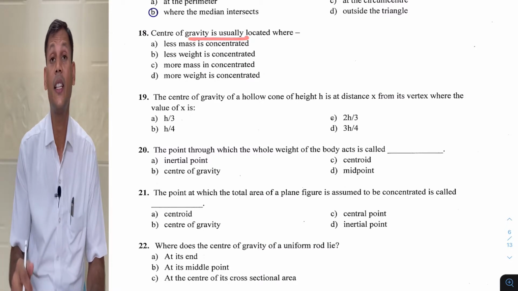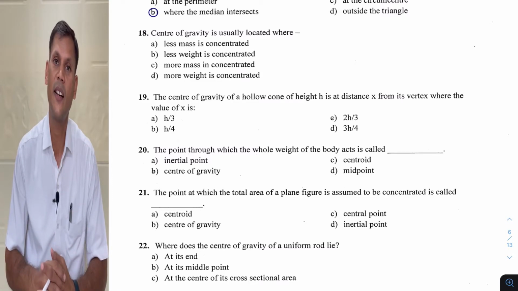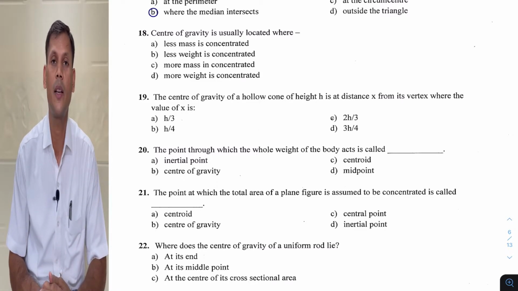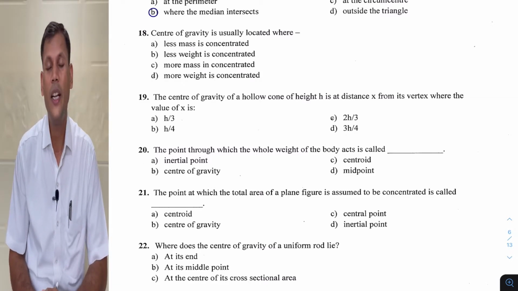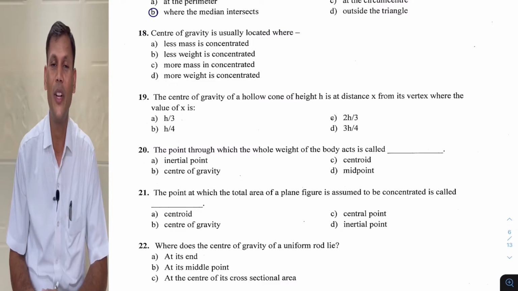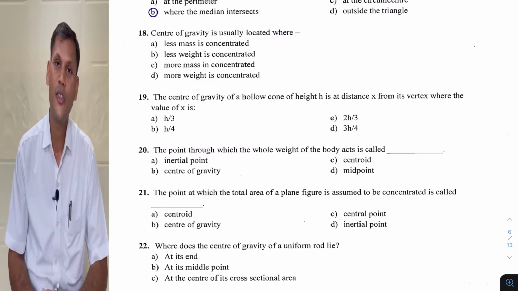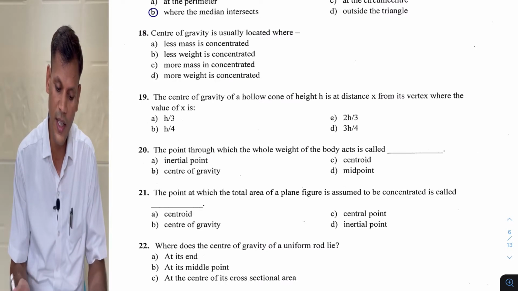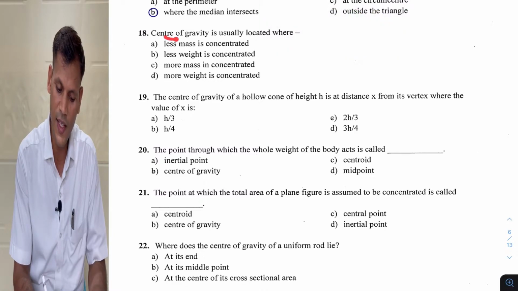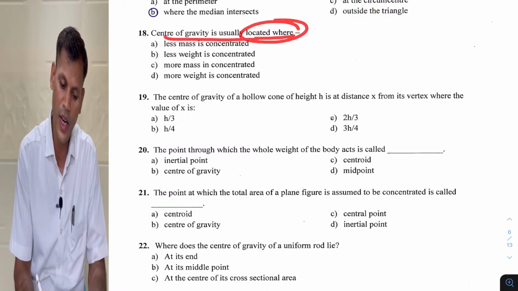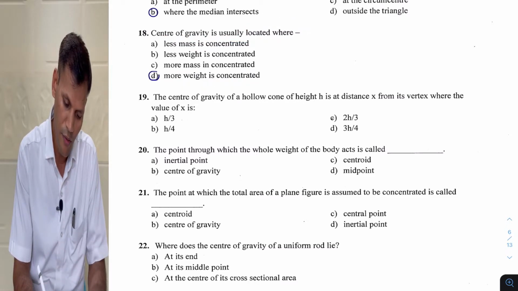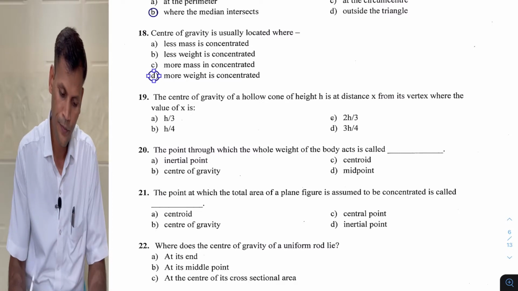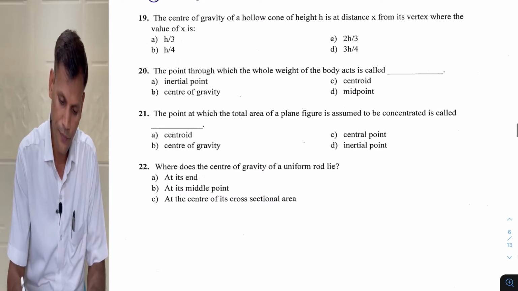Center of gravity and center of mass are very similar. Center of mass is the point at which the whole mass of the body is supposed to be concentrated, and center of gravity is the point inside the body at which the whole weight of the body is supposed to be concentrated. So of course that is given to us. The center of gravity is usually located where its weight is supposed to be concentrated. Next is question number 19.